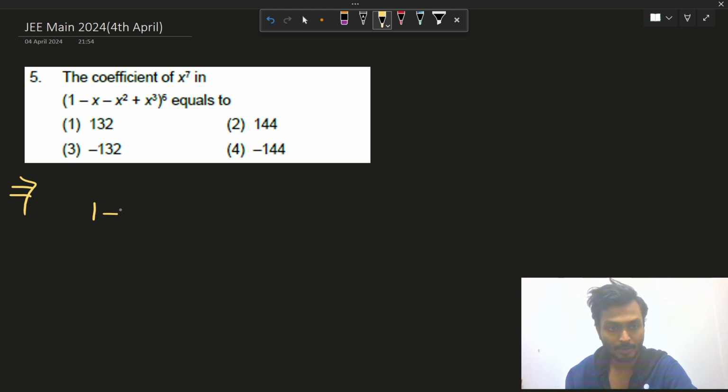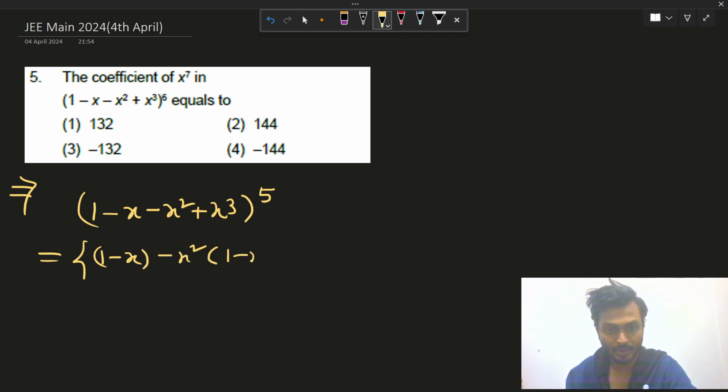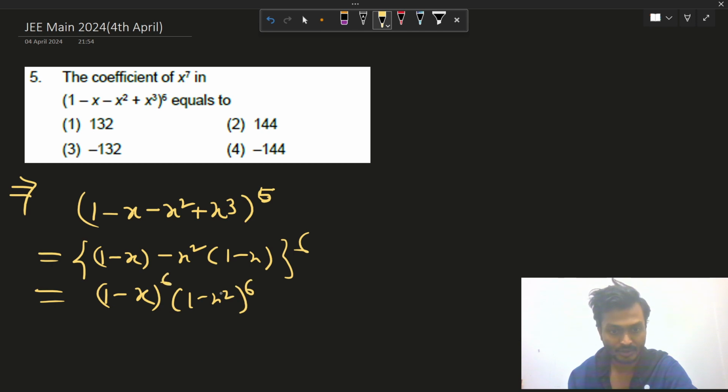So this is (1 - x^2 + x^3)^5, right? If we do the calculation, we can take x^2 common here. So 1 - x, this was to the power 6, right? So this is equal to (1 - x)(1 - x^2), this will be to the power 6, this will be to the power 6.